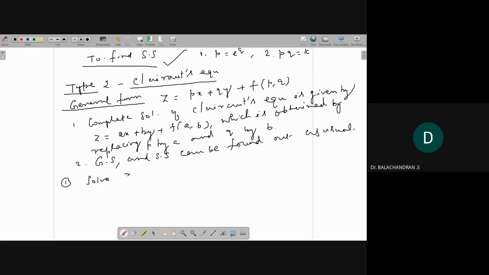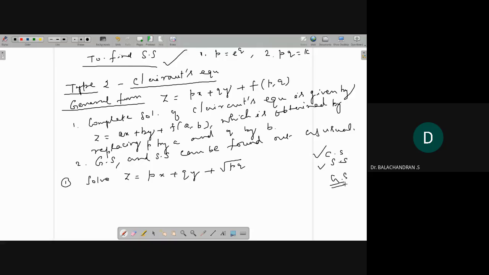Z equal to px plus qy plus root pq. So as far as Clairaut's equation, you need to find only one. It is enough to find the complete solution and singular solution. There is no need to find the general solution. First you should find the complete solution and then find the singular solution. If possible, you can find the general solution.